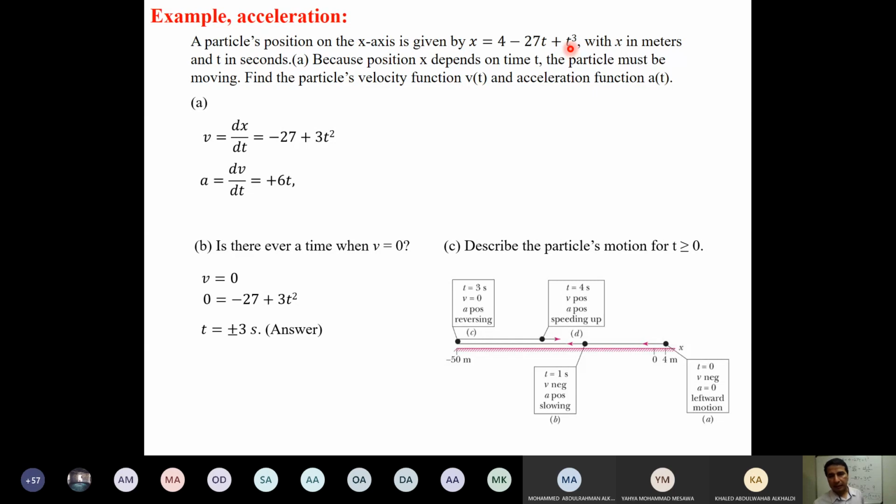Does anyone understand this step, or is there still something that I need to explain? Mr., can you explain it again?